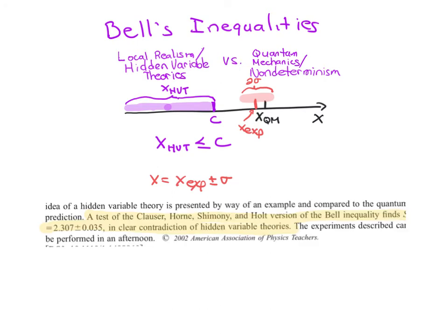So in the AJP paper that you're reading, the particular Bell inequality that you're investigating is something that is due to researchers named Clauser, Horne, Shimony, and Holt.